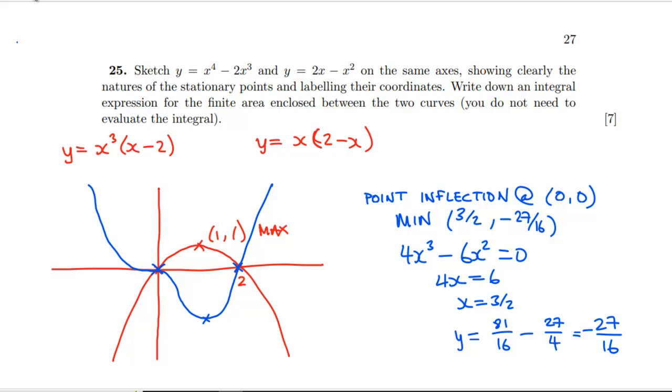So yeah, we've marked them all on then. That's 3 over 2, minus 27 over 16. So same axes, natures of stationary points, labelled in their coordinates. Okay, well, you can just write in again, pointing exactly at that one.